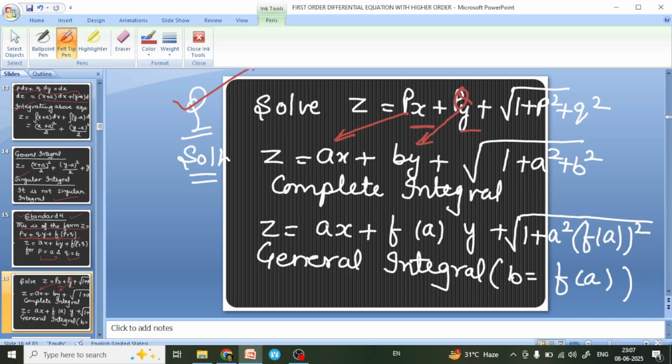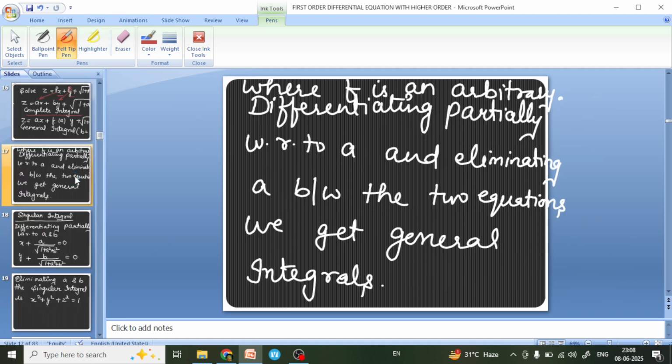Now after that, this is a complete integral, and when we write b as a function of a, then the general integral is z equal to ax plus f of a times y plus square root of 1 plus a square plus f of a whole square, where f is an arbitrary function. Differentiating partially with respect to a and eliminating a between the two equations, we get the general integral.